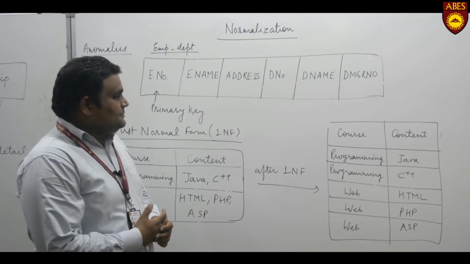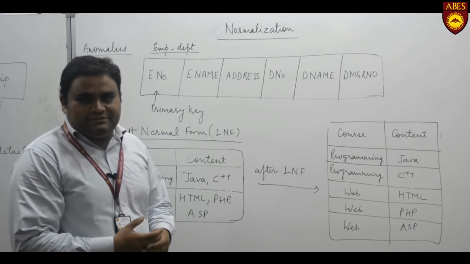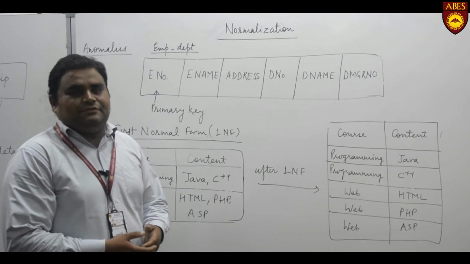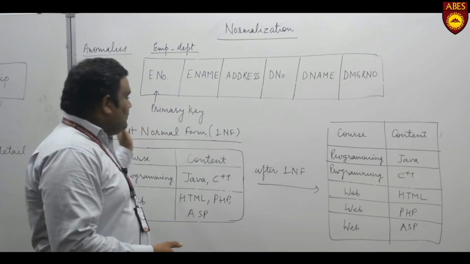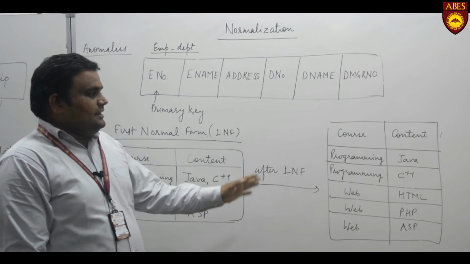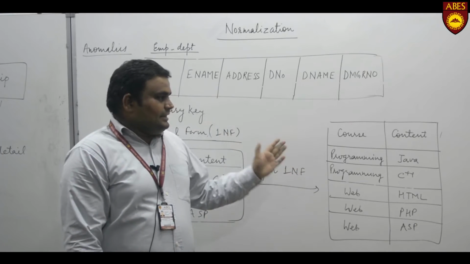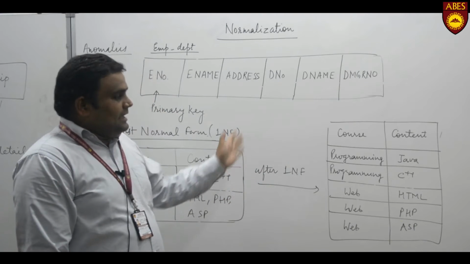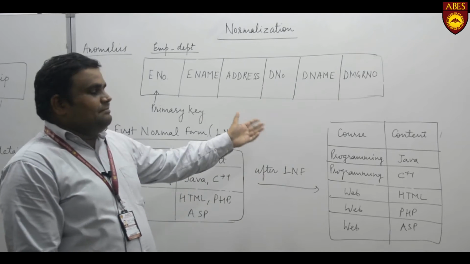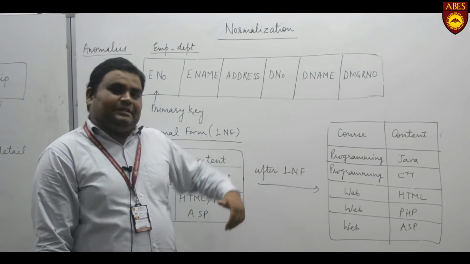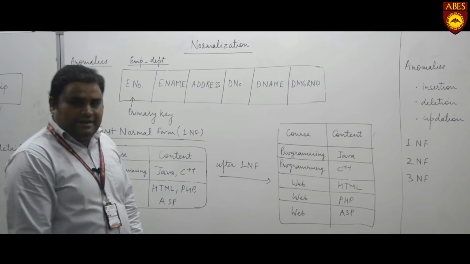Deletion anomaly is, suppose a department has only one employee and that employee has left the department. In that case we wish to delete his information. If we delete the employee's information, the whole record will be deleted. Similarly, if the manager of a department has changed, we have to update the manager's information in all the rows. All the department manager number values should be updated. If we are not able to update all the information, it will cause an error. So these are the anomalies.